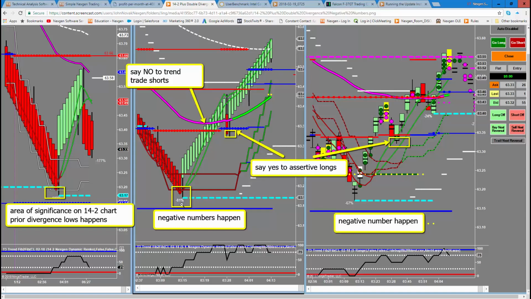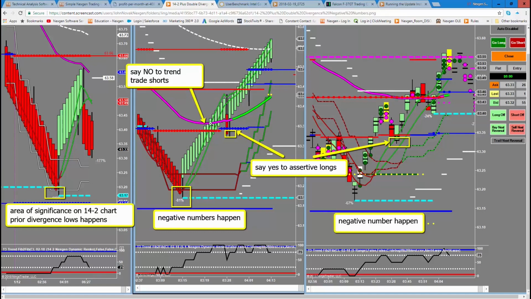Think of it as pregnancy. You either are pregnant or you're not pregnant. And think of these negative numbers as either you have divergence or you don't have divergence. Okay? Does that make it a little bit easier? If you have divergence, it means that the market is probably going to go the other way. If you have negative number divergence on all of your charts, the market is almost guaranteed to go the other way, at least for a while. And what this means is that if you have a negative divergence number on all 3 charts, stop taking trend trade shorts.